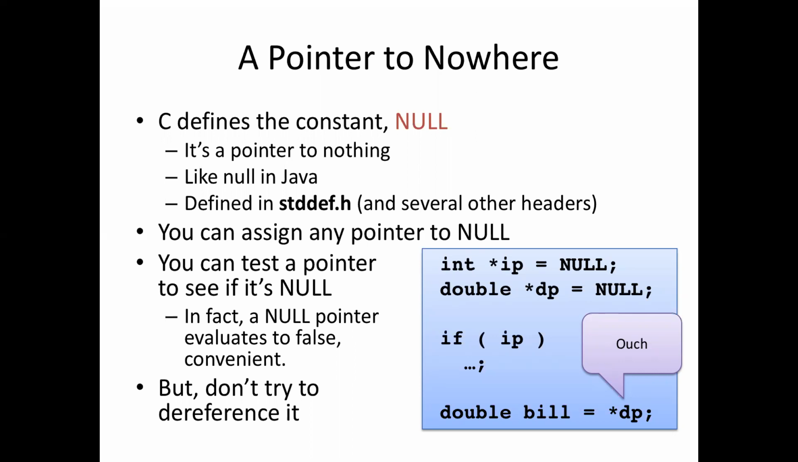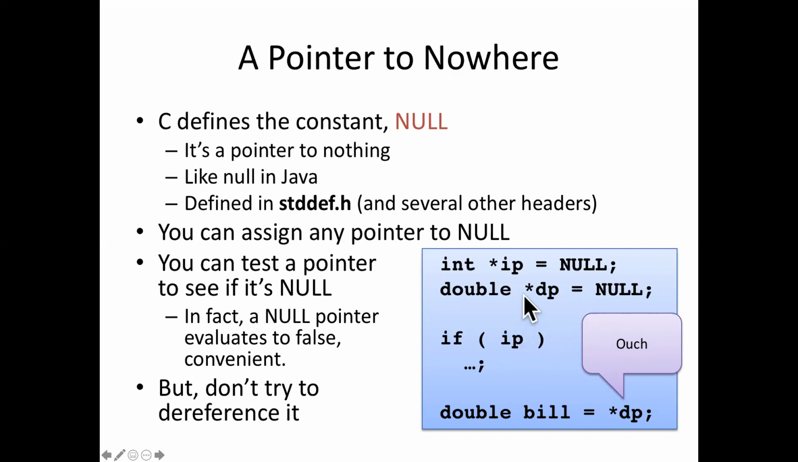And you can test to see if a pointer is NULL. You can mark a pointer as not pointing to anything by assigning it to NULL, like I'm showing up here, and then you can test it. The nice thing is NULL evaluates to false. So if you've got a pointer that may or may not be NULL, you can treat it as a truth value if you want. And if it evaluates to true, it points to something. If it evaluates to false, it doesn't point to anything.